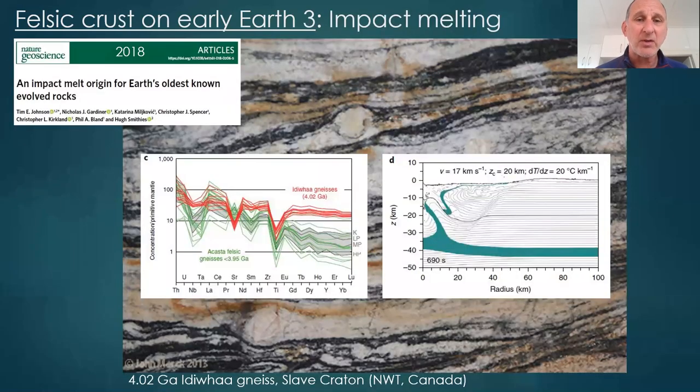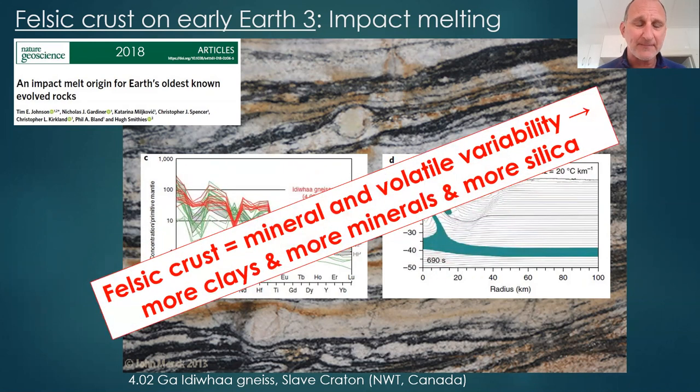The third way you can show it, and this is a more recent paper just a couple of years ago by Tim Johnson and others, shows that by high impact melting, you can generate felsic crust as well. And they've modeled this for, in fact, some of the oldest rocks preserved on Earth, the 4.02 billion year old Idiwhaa gneiss from the Acasta Gneiss Complex in the Slave Craton in northwestern Canada. So you can differentiate the crust and generate more complexity by making felsic components.